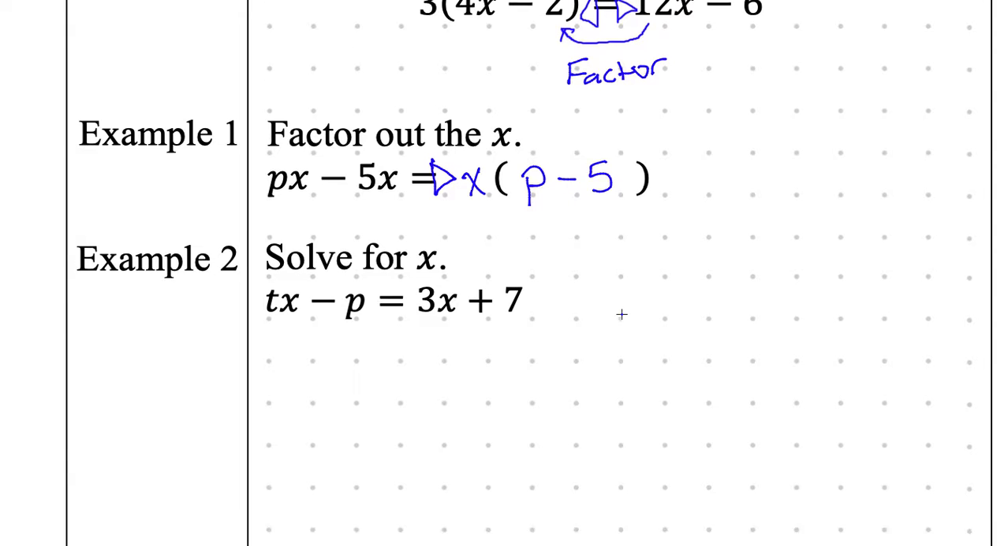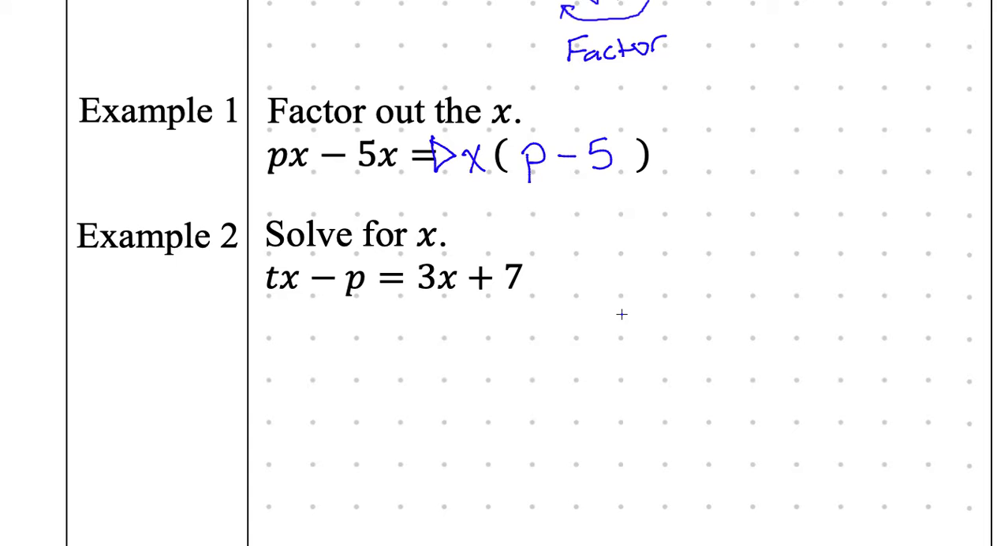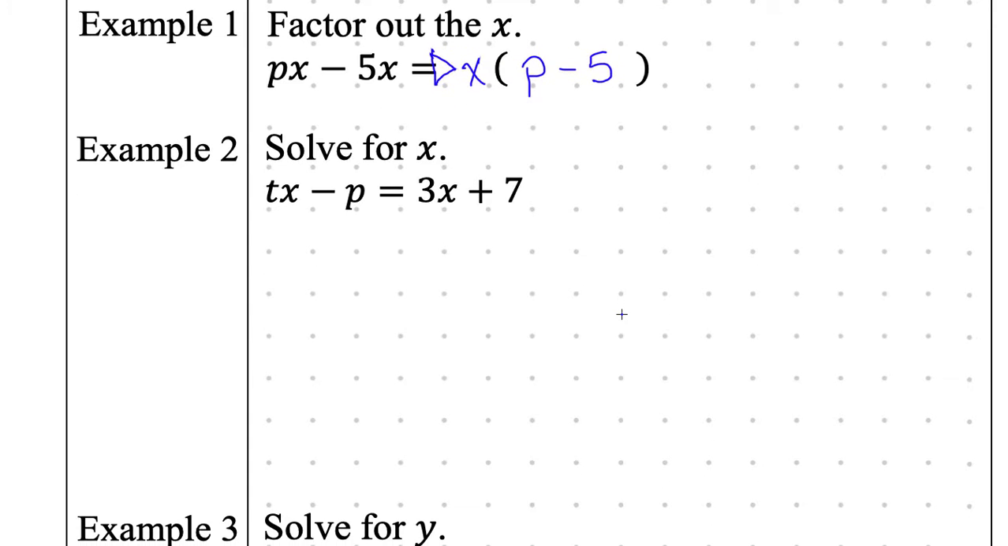Anyway, let's do a real example. This is a real Khan Academy example that I modified, so it's going to be almost exactly what you're going to be seeing for the homework tonight. We have one homework assignment, and it's all of these. So I need to solve for x, and look at that bad guy. Oh man, tx minus p equals 3x plus 7. That looks hard. There's lots of variables happening in there.